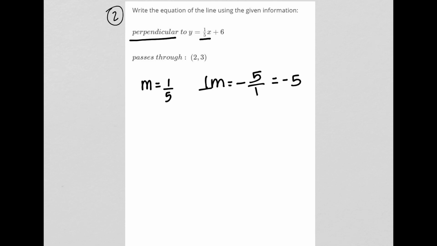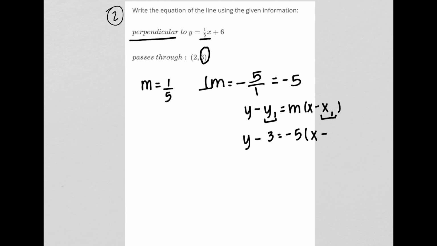Now, in order to write an equation, we use something called point slope form. So y minus y1 is equal to m times x minus x1. That m is that perpendicular slope that we have. The y1 and the x1 are actually going to come from the point that we're given. So I have y minus the y value, and my point is 3, is equal to my m, negative 5, times x minus the x value in my point, which is 2. And you just leave it like this. You don't have to change anything. It does not have to be y equals anything like that.